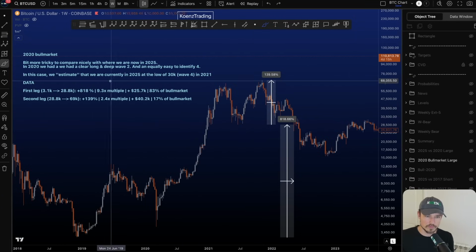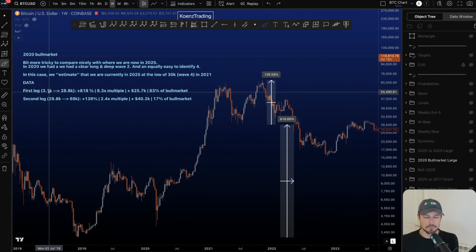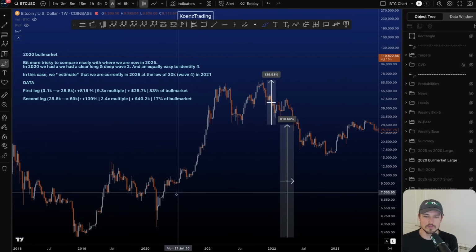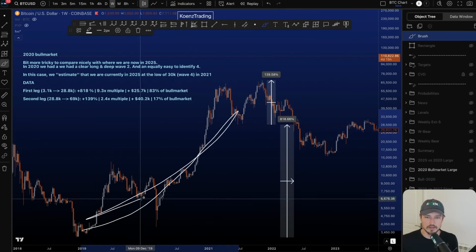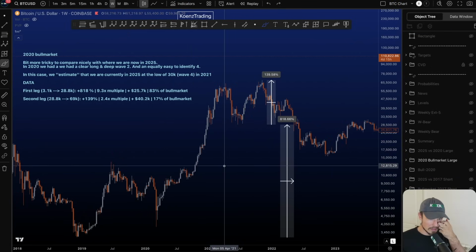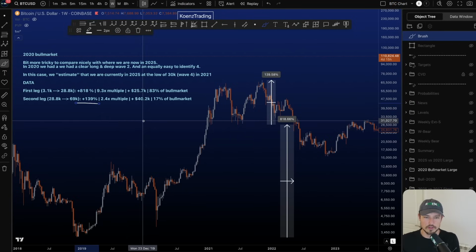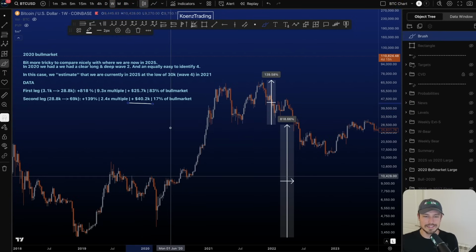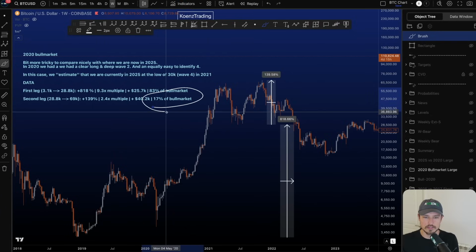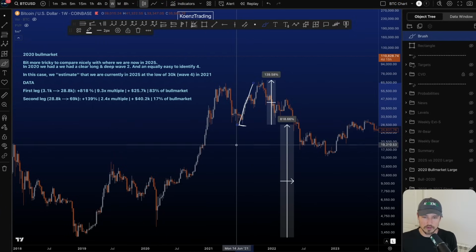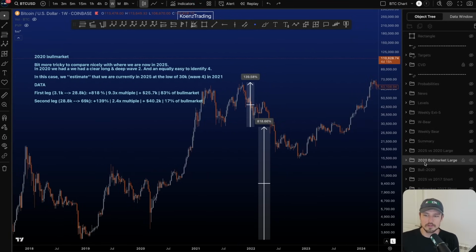1-2 and the 4 and the 4-5. So data. The first leg from 3.1K to 28.8K, which is the low of wave 4. Plus 818%, 9.3 multiple, plus 25.7K dollars. 83% of the bull market is contained in that area, basically. Now the second leg, 28.8K to 69K, plus 139%, 2.4 multiple, 40K move towards the upside. It consisted of about 17% of the bull market, not in time, in price, from the last wave 4 to your high and the end of your wave 5. Okay, we use this data.